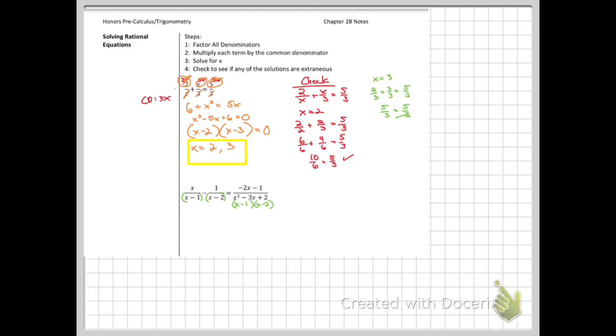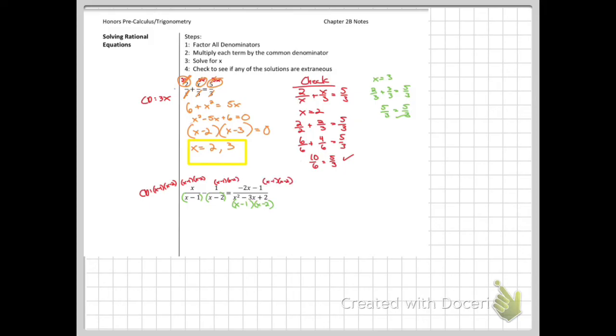So I need to multiply everybody by that common denominator. Common denominator, x minus 1 and x minus 2. I'm only multiplying the tops because it's an equation. So I'm multiplying everything by that common denominator, x minus 1, x minus 2.